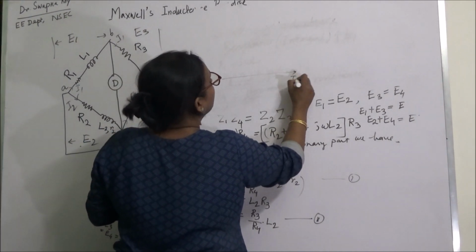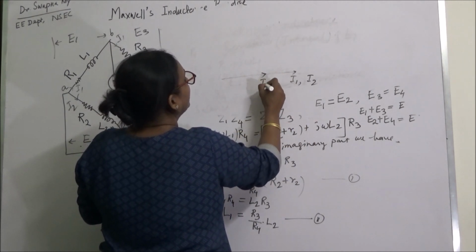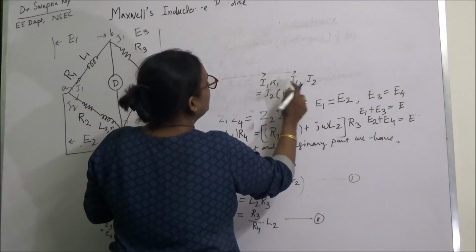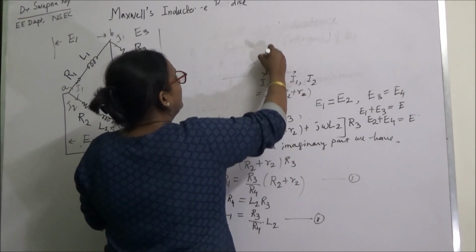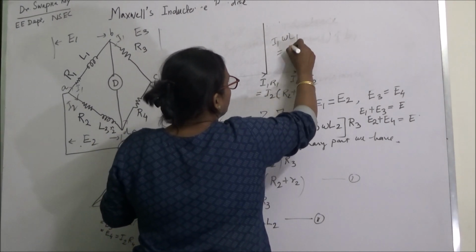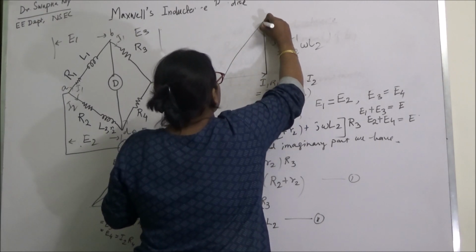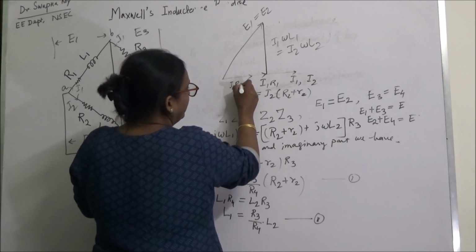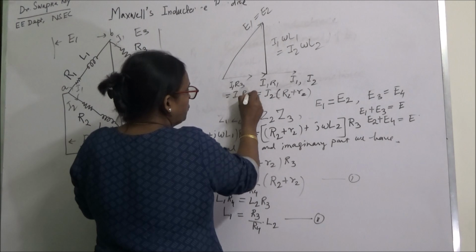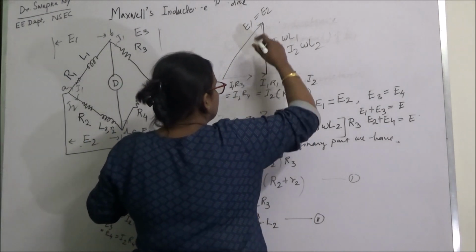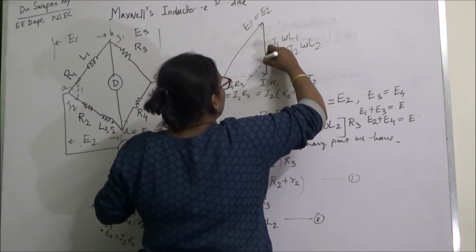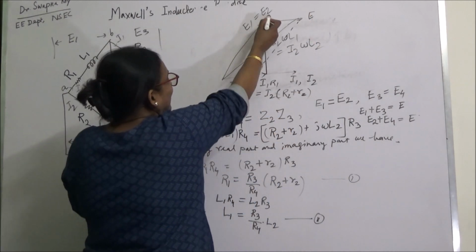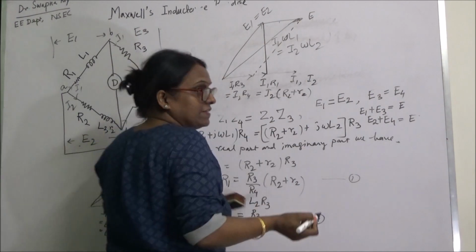So basically, first we will draw the current I1, I2 in the same line. Then this is my I1 R1. It must be equal to I2 into capital R2 plus small r2, the resistive drop. After that, the inductive drop I1 omega L1 must be equal to I2 omega L2, and this will be my E1 is equal to E2. And this one is I1 R3, that means E3 is equal to I2 R4, that is E4. So E1 plus E3 is equal to E. So this is E. Similarly, E2 plus E4 is equal to E. So this is the phasor diagram. Thank you for watching.